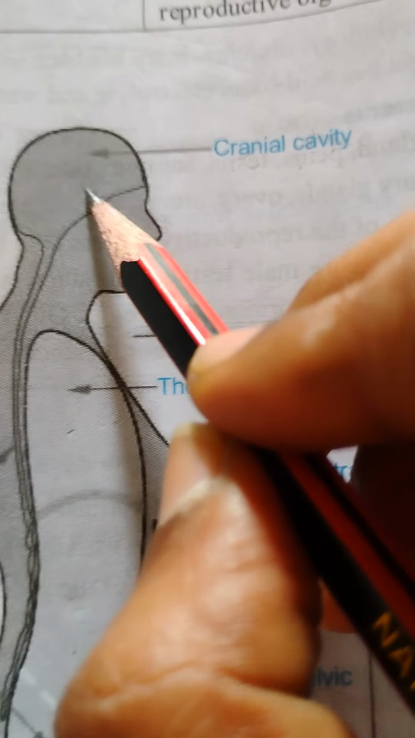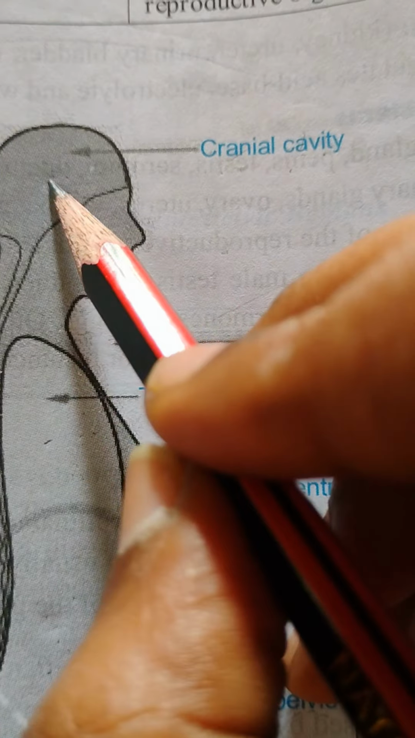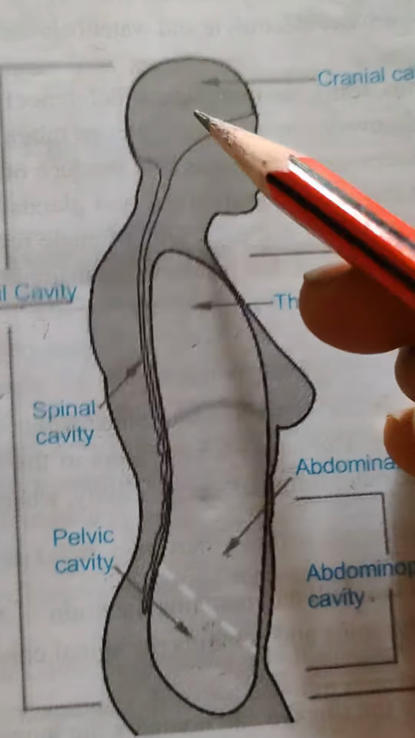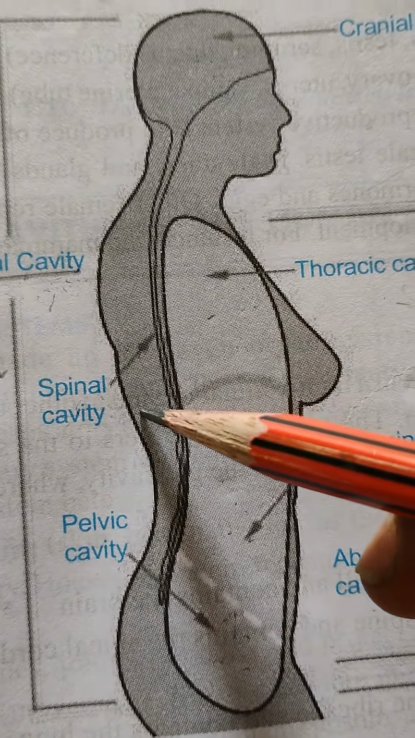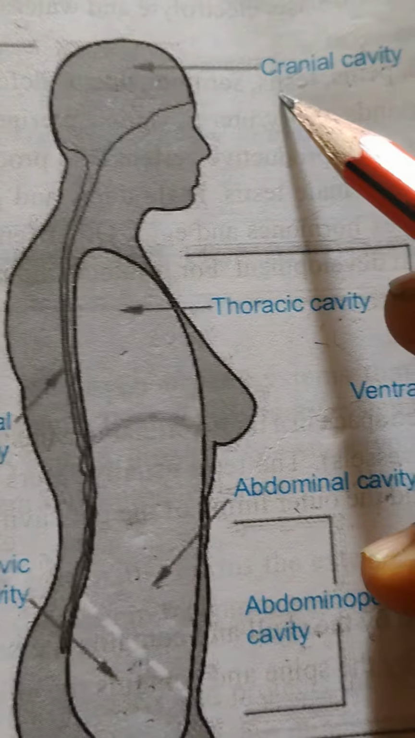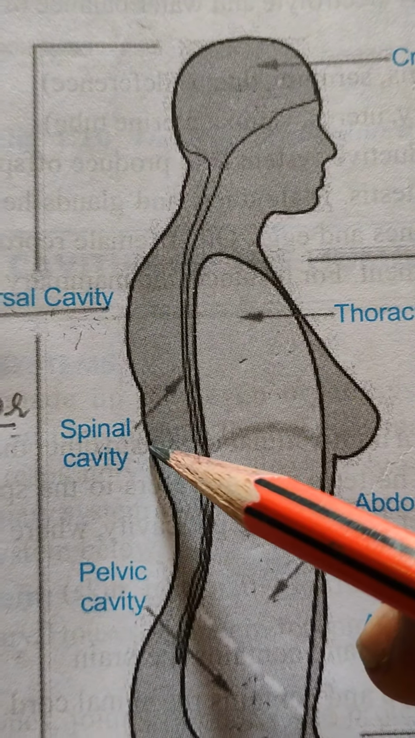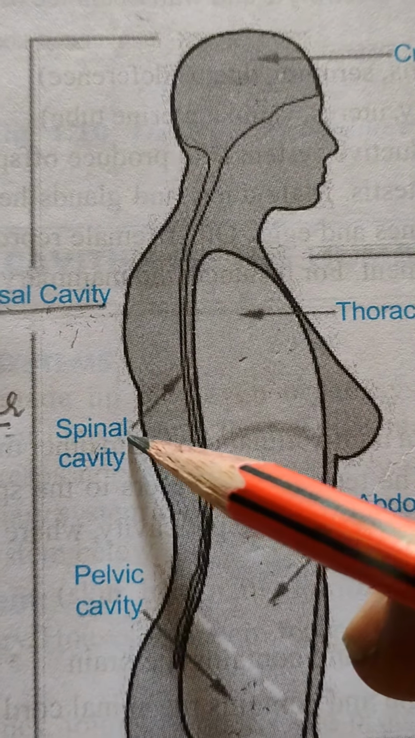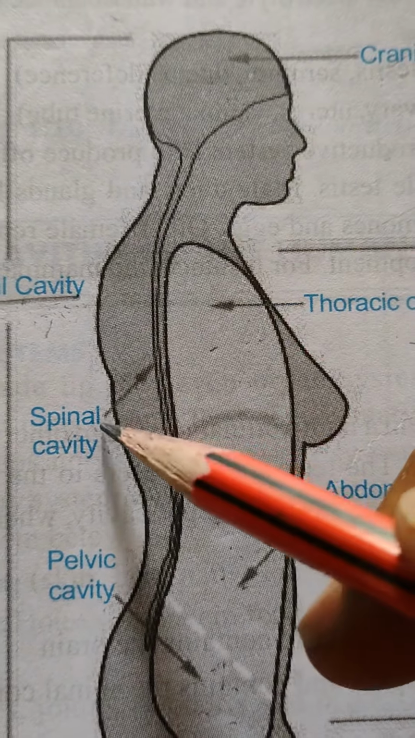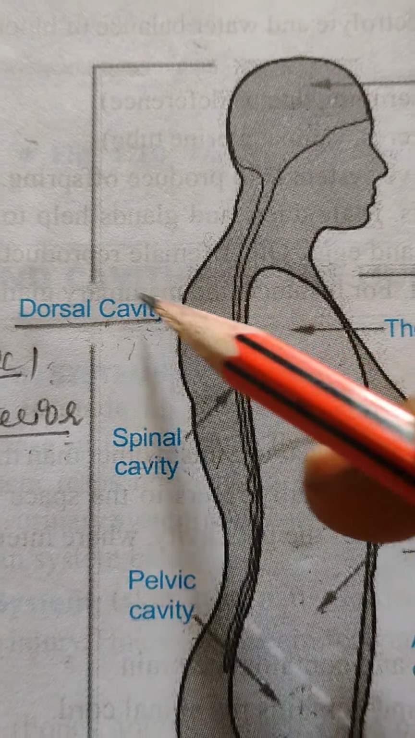The brain is located within the cranial cavity. Then the spinal cord is located within the spinal cavity. So these two together form the dorsal cavity.